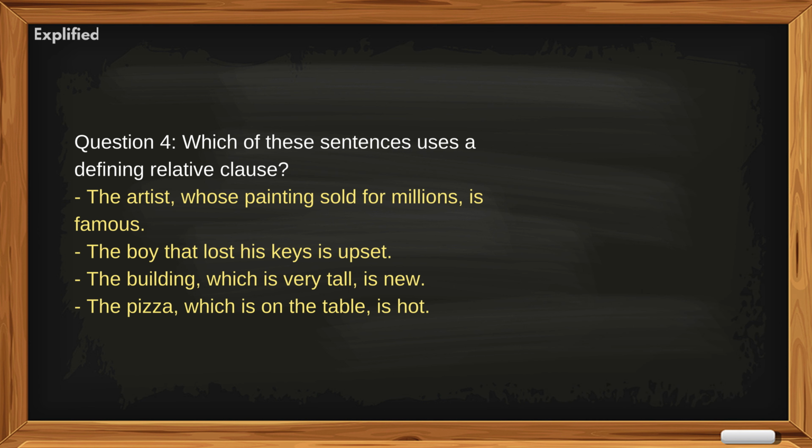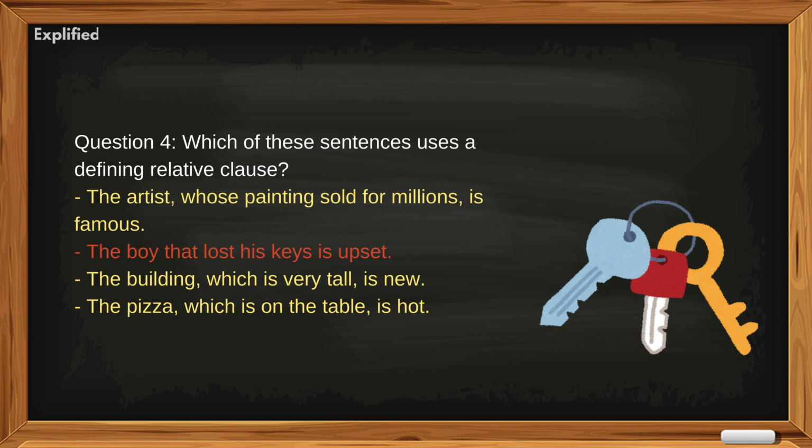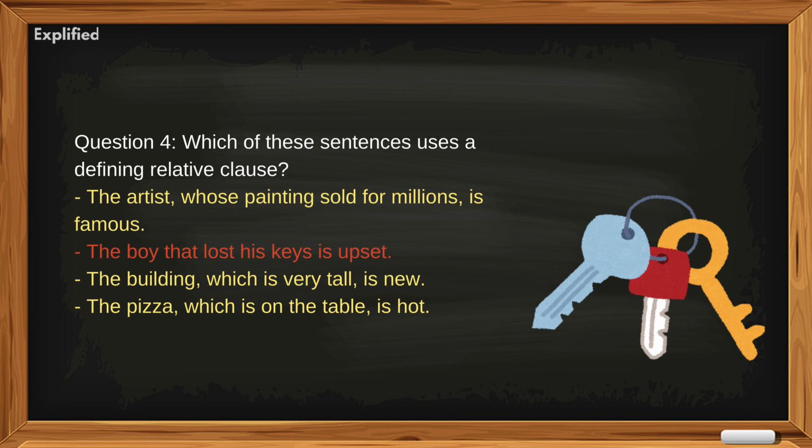Question 4. Which of these sentences uses a defining relative clause? The artist, whose painting sold for millions, is famous. The boy that lost his keys is upset. The building, which is very tall, is new. The pizza, which is on the table, is hot. Answer: the boy that lost his keys is upset.